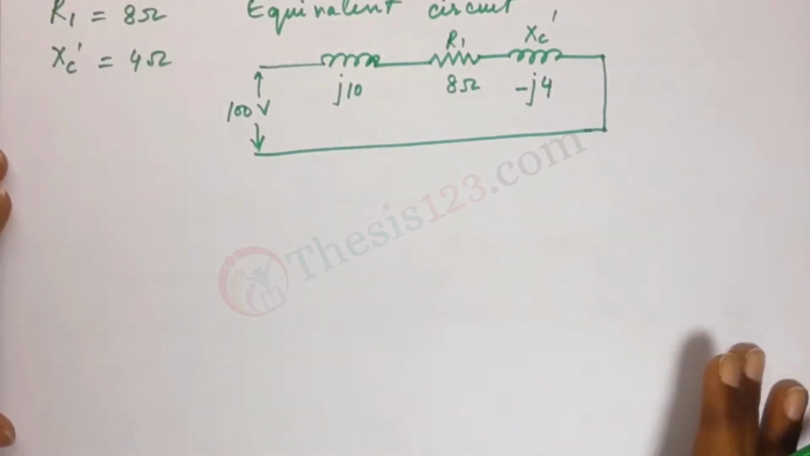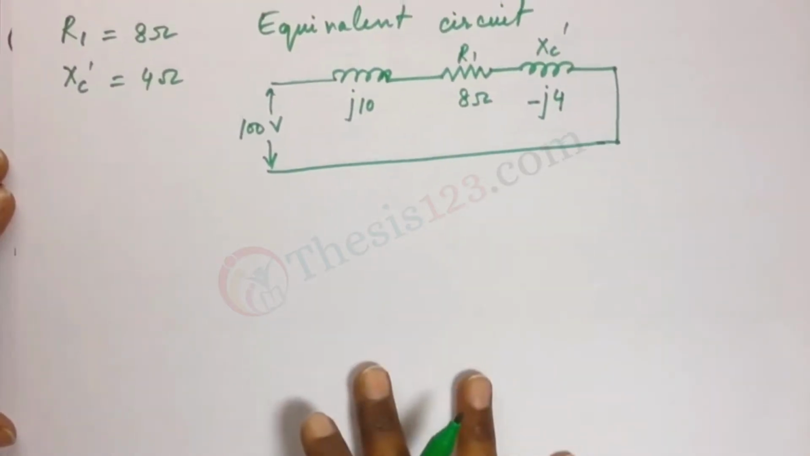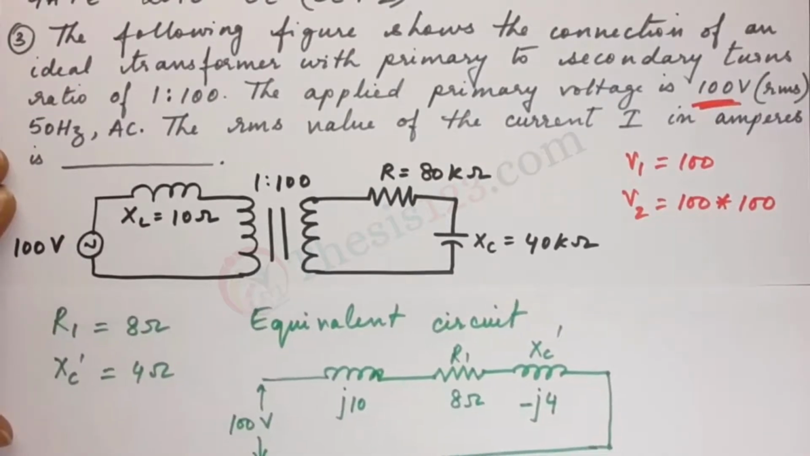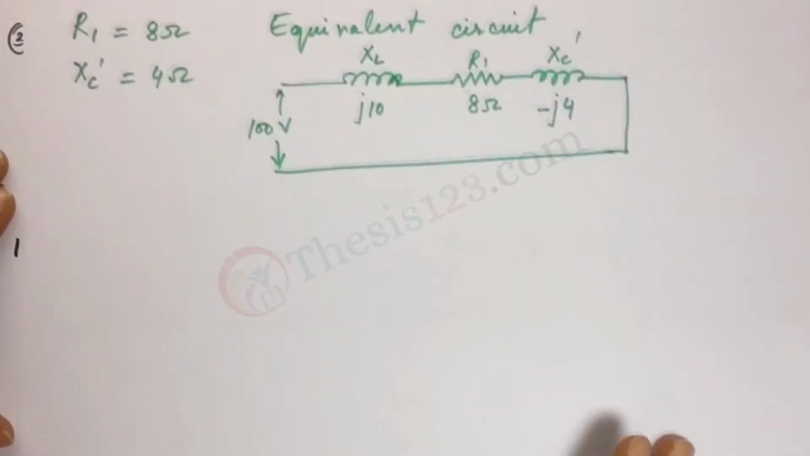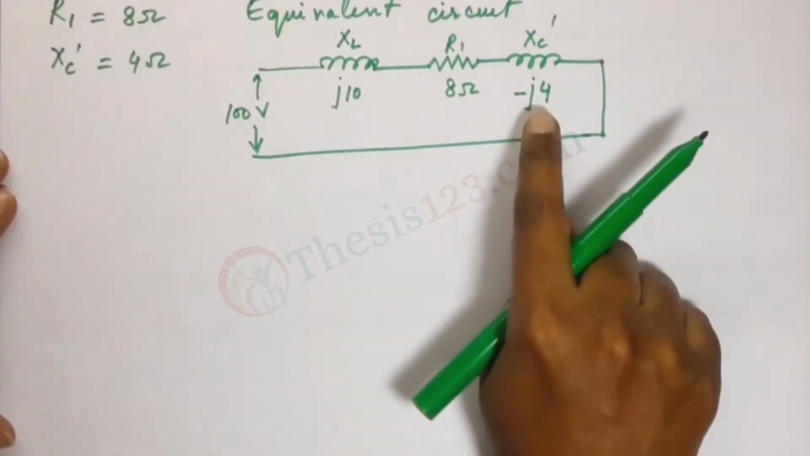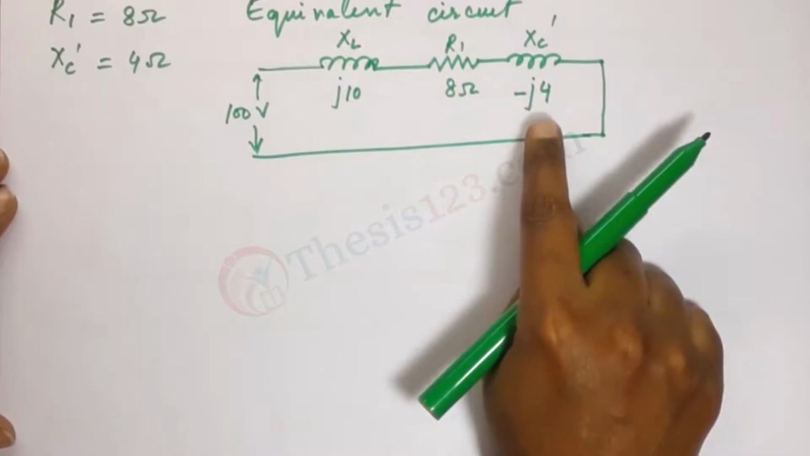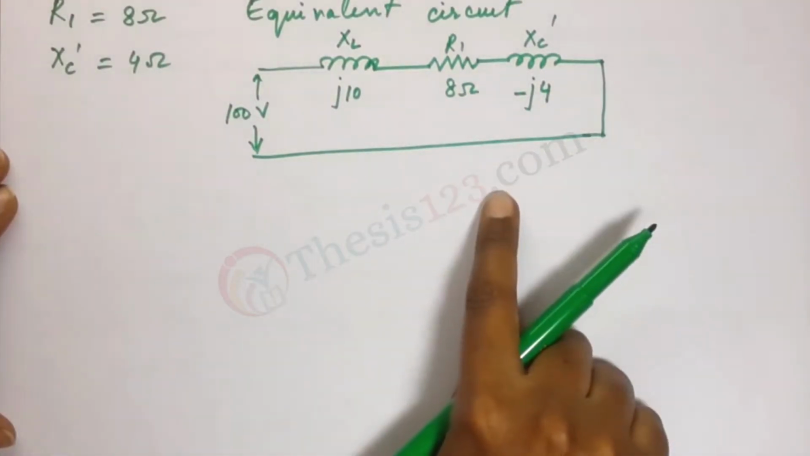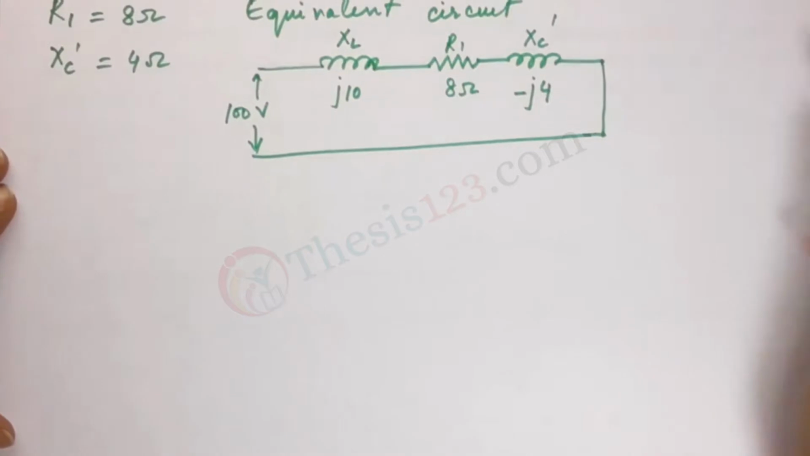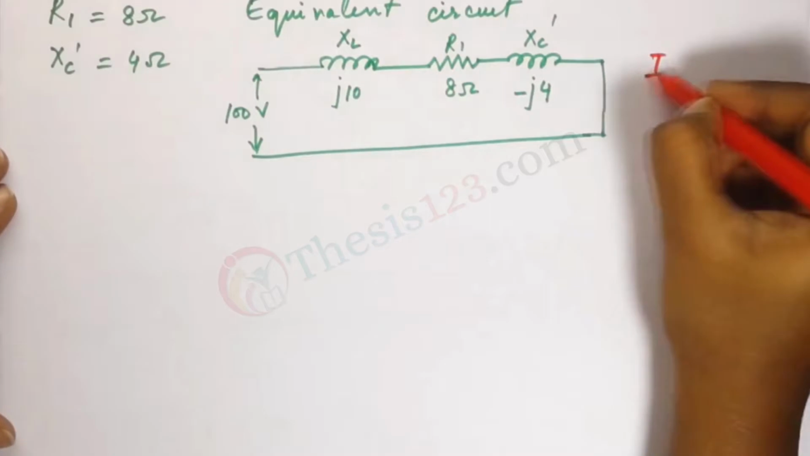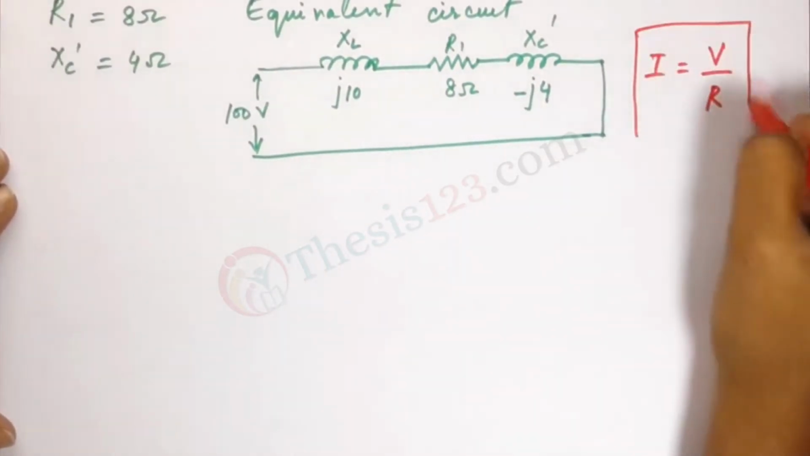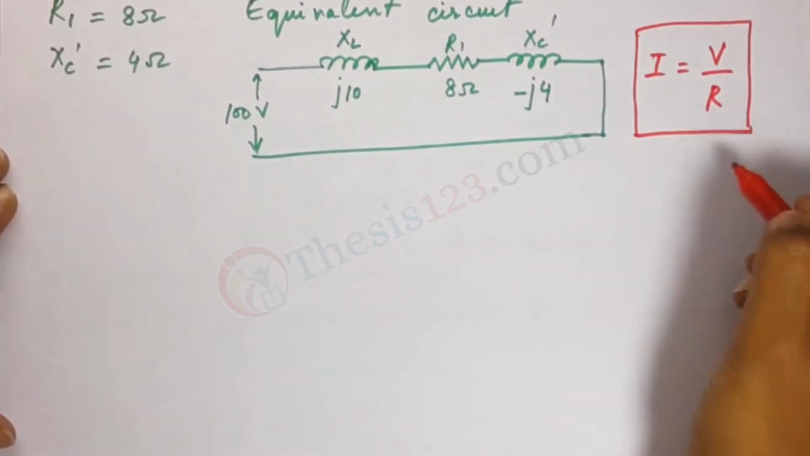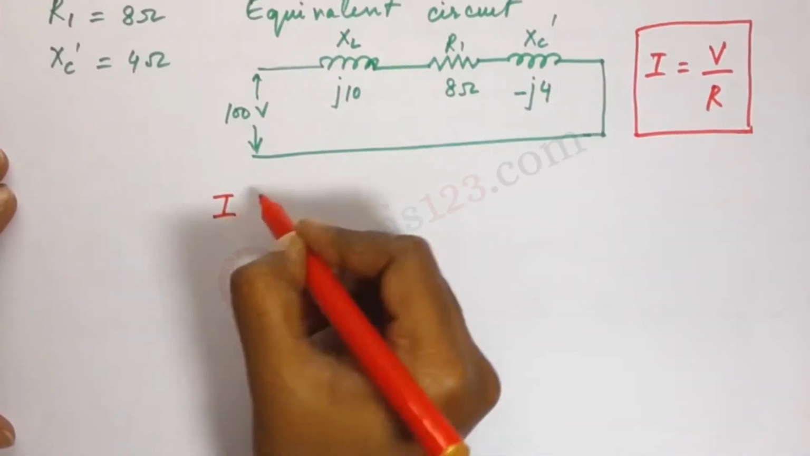It is quite important. For the capacitive reactance, we have minus j4. Now this is XL, the inductive reactance, so that would be positive, whereas the capacitive reactance would be negative. Now, let's calculate. We need the current. In general, we know what the formula for current is, right? Current I equals V by R, our very general formula. So let's utilize that to find our value.